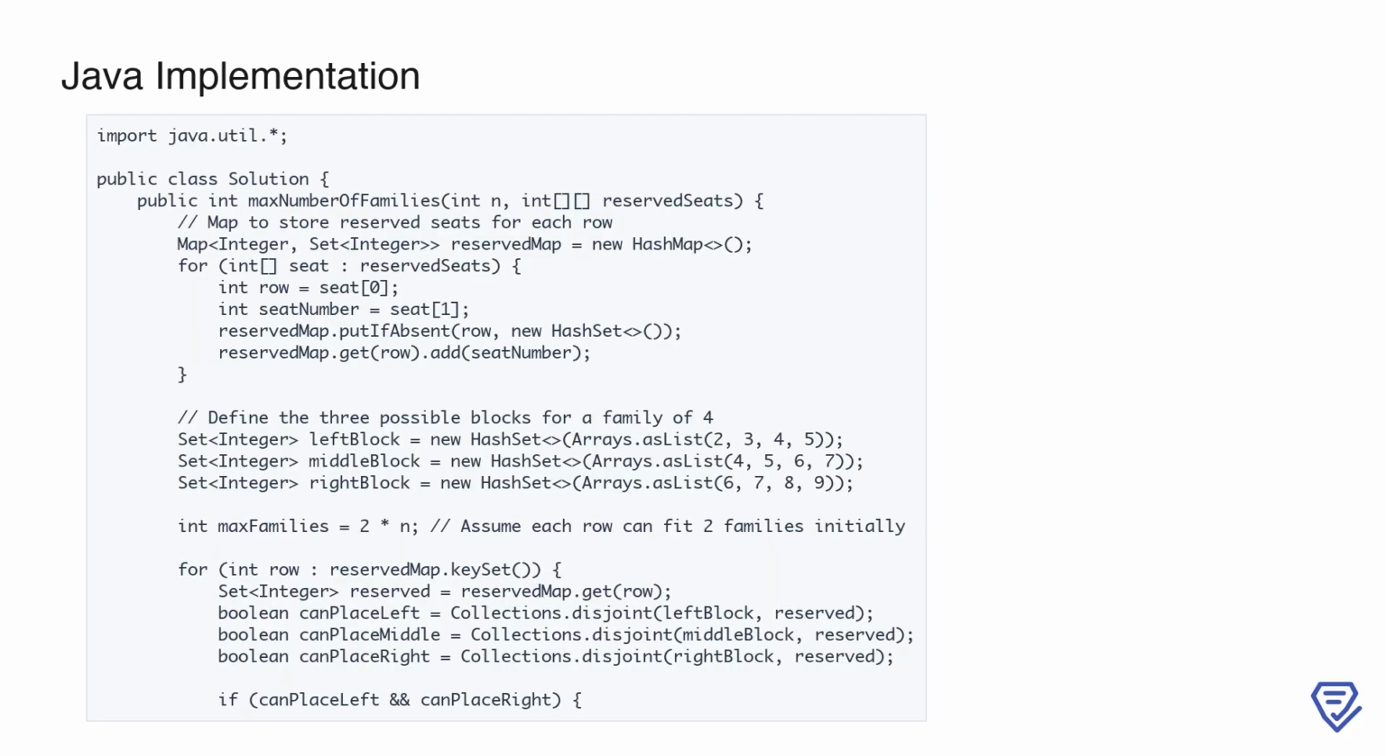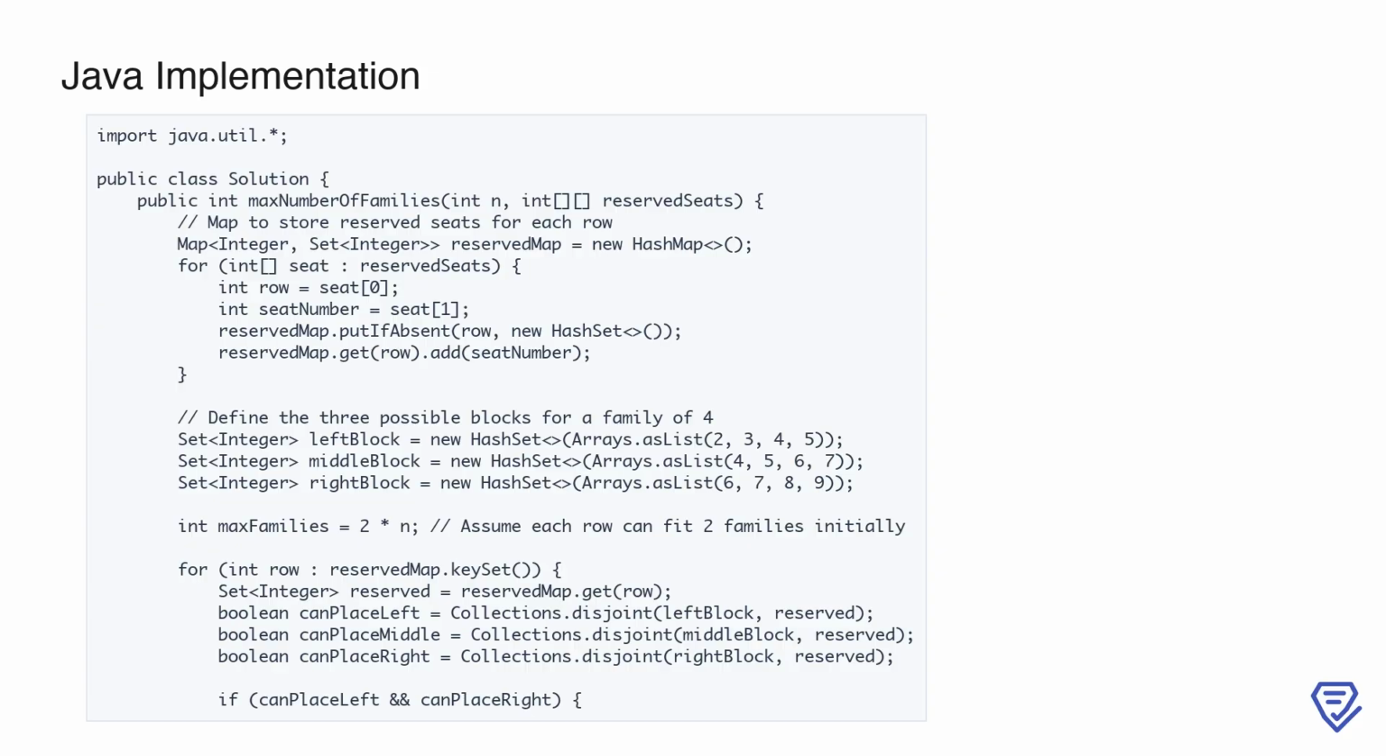Here, we start with the Java implementation of the problem by importing the necessary packages and defining the solution class. The main method, maxNumberOfFamilies, takes 2 inputs, the number of rows in the cinema, n, and a 2D array of reserved seats, where each entry represents a specific seat that is already occupied.